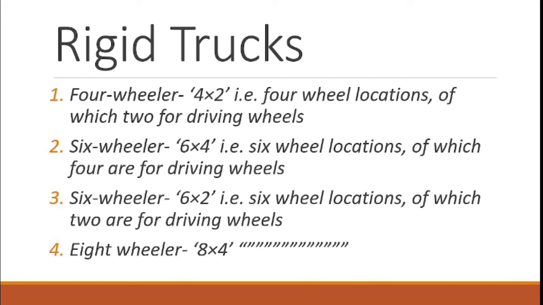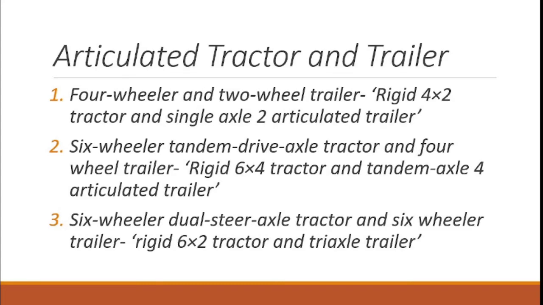Then you can have 6x2, which means 6 wheel locations, just like the one number 2. But in this case, you just have 2 for driving, 2 for giving the power for driving. And then you can have what you call an 8x4. 8x4 means it has 8 wheel locations, and 4 of those are for driving. So when there are 4, it means it has a double axle.